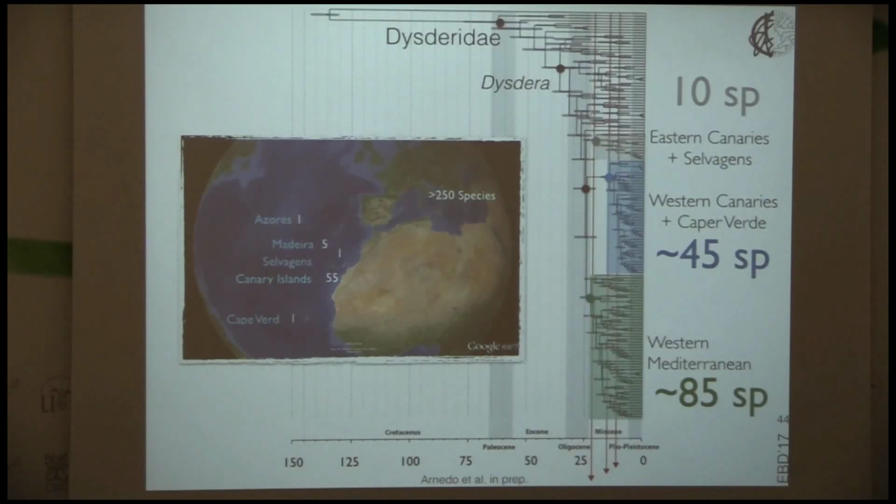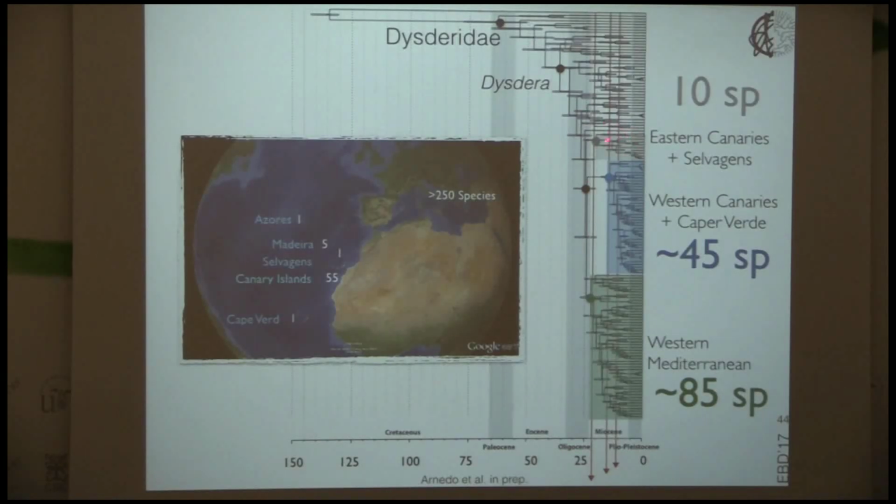What we know phylogenetically is that all the ones from the Western Canaries, by which I mean from Gran Canaria to La Palma, are monophyletic. So it's a single evolutionary event. We're talking about 45 species, so that certainly is a proliferation of species, 45 species that probably diversified within the Western islands. Then we have 10 species in the Eastern Canaries, okay? And then these two groups seem to be closely related to all the species that we can find in the Western Mediterranean, which is about 85 species.